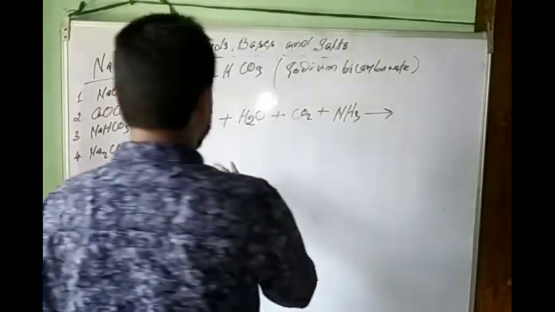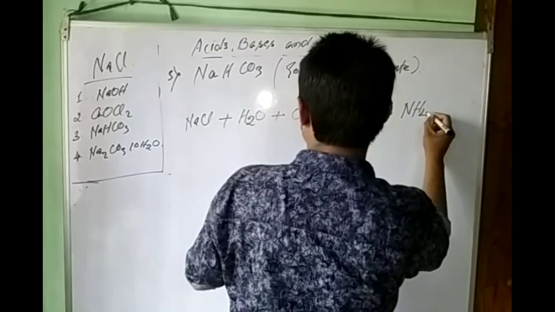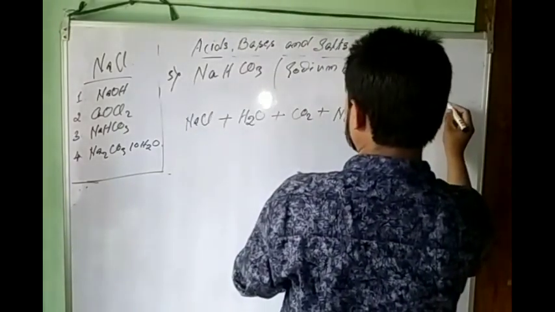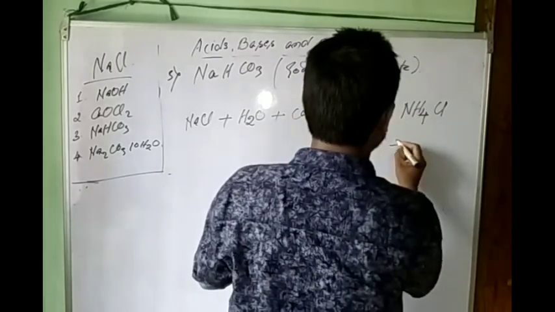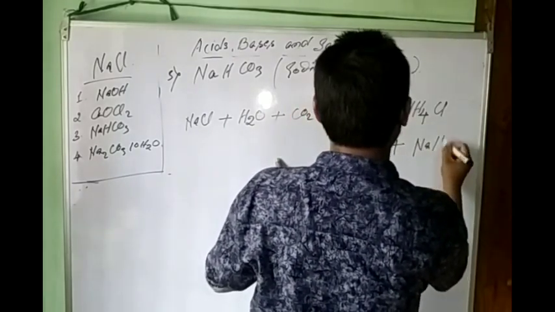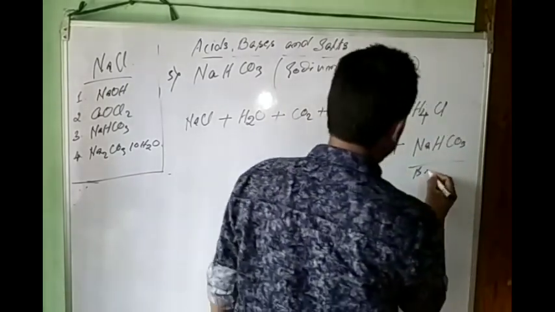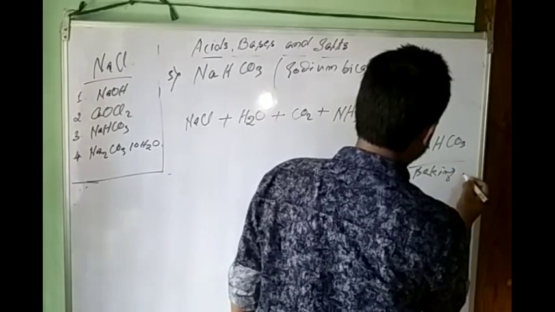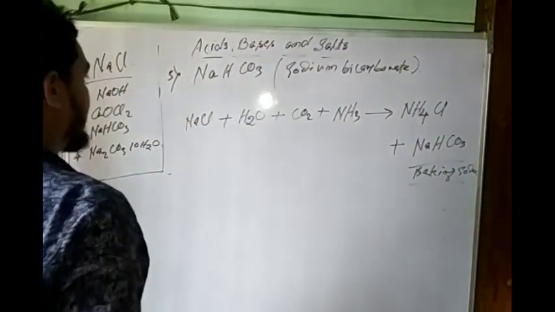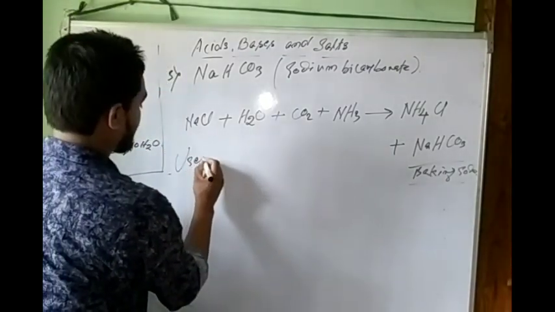On mixing this, it will produce ammonium chloride and baking soda. This is your baking soda. So by this way we can prepare baking soda. Now uses.